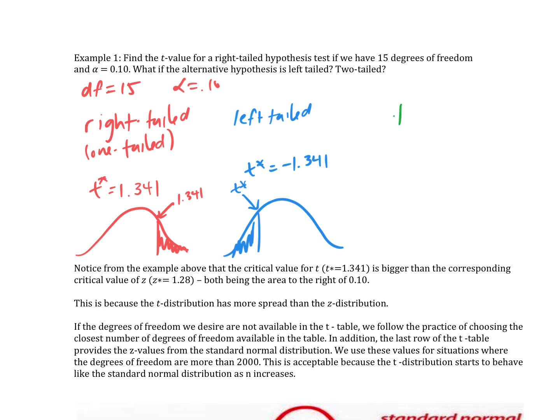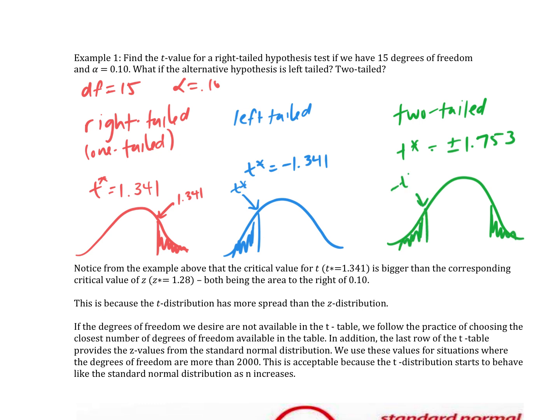And then a two-tailed test. 1.753. Okay. t star is plus and minus 1.753. So for a two-tailed test, my rejection region is both sides. So this is negative t star, this is positive t star. So I'm looking, does it fall in either of those? Is it either bigger than the positive or less than the negative?